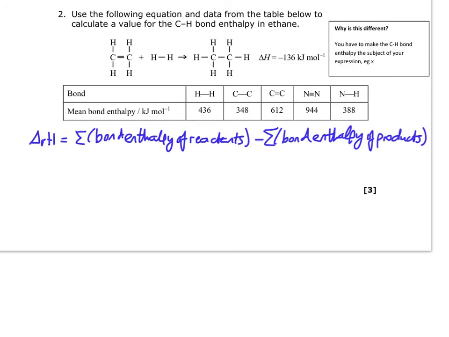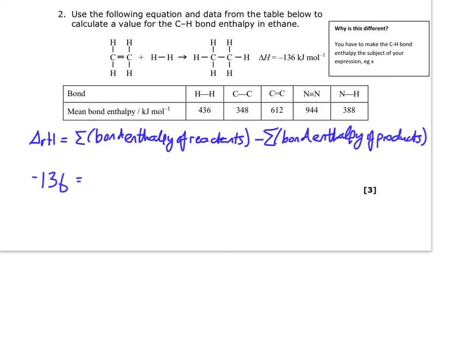You're used to doing bond enthalpy calculations like that, with delta RH being the unknown and the bond enthalpy of reactants and bond enthalpy of products all being provided for you. However, this time they've given you delta RH. In other words, it's minus 136. So what do we do? The first thing to do is to add up all the bond enthalpies of the reactants, because if you look closely, the reactants actually are given.